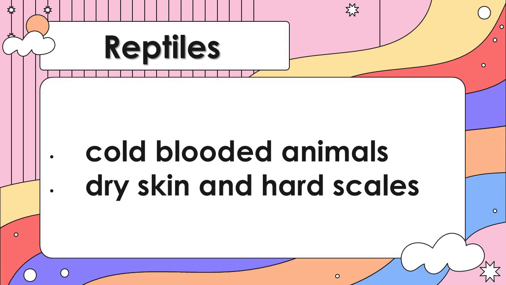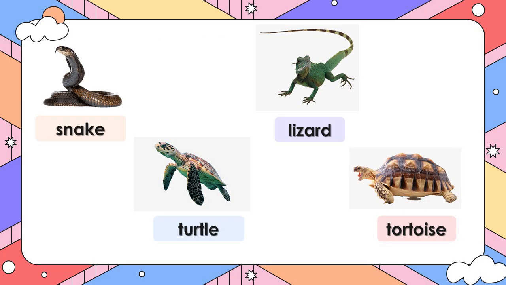Reptiles. Reptiles are also cold-blooded animals, like fish and amphibians. Their body is covered with dry skin and hard scales. Examples are snakes, lizard, turtles, and tortoise.